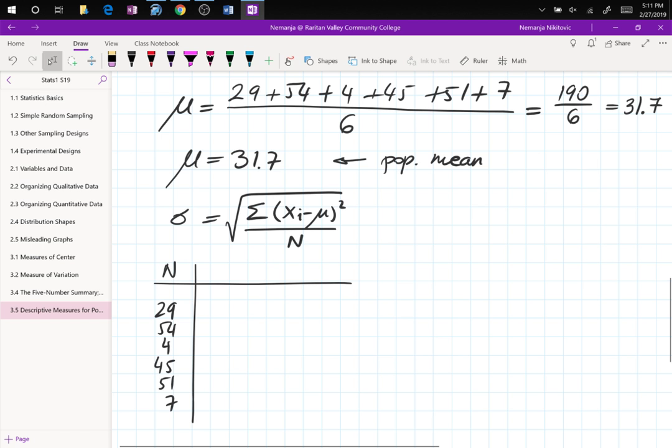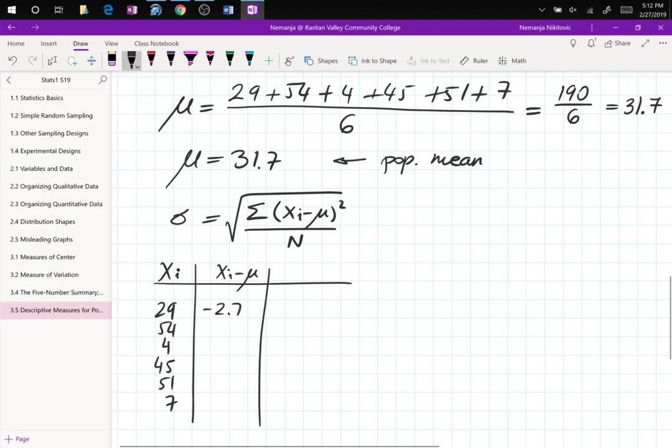And now I need, so these are my xi's, which is n is equal to 6. These are my xi's, every individual data point. So the list of xi's, and now I need xi minus mu. So I have to subtract 31.7 for all of these.